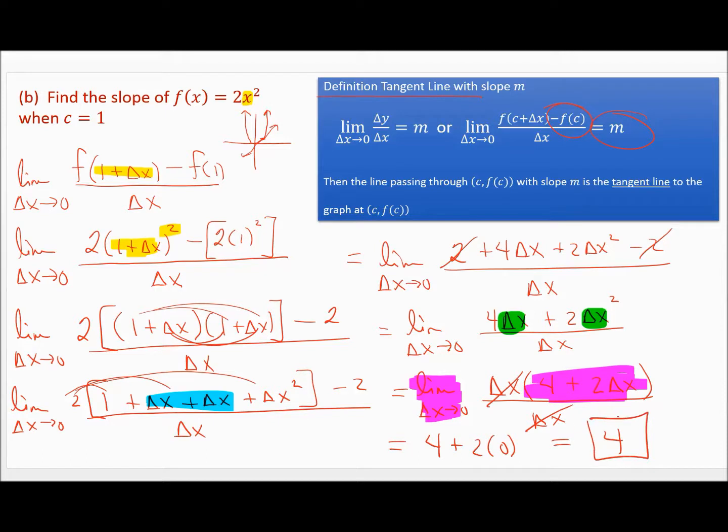What did we just find? We found the slope of the tangent line. Now, we didn't find the equation of the tangent line. I haven't asked for that yet. We just found the slope. So this is m of the tangent line. Okay? This takes practice. Let's try another one.